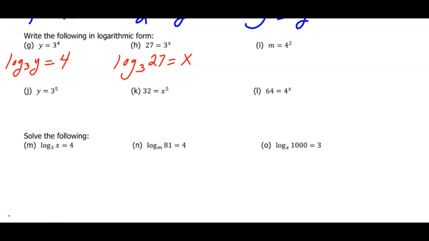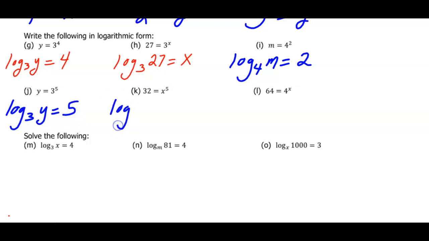Okay, hopefully you tried those, and here are your answers. Letter I, log base 4 of m equals 2. Log base 3 of y equals 5. Log base x of 32 equals 5. And log base 4 of 64 equals x.